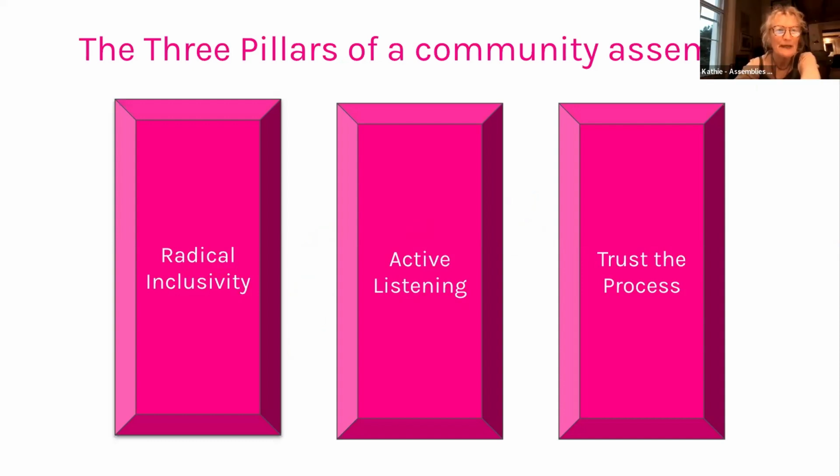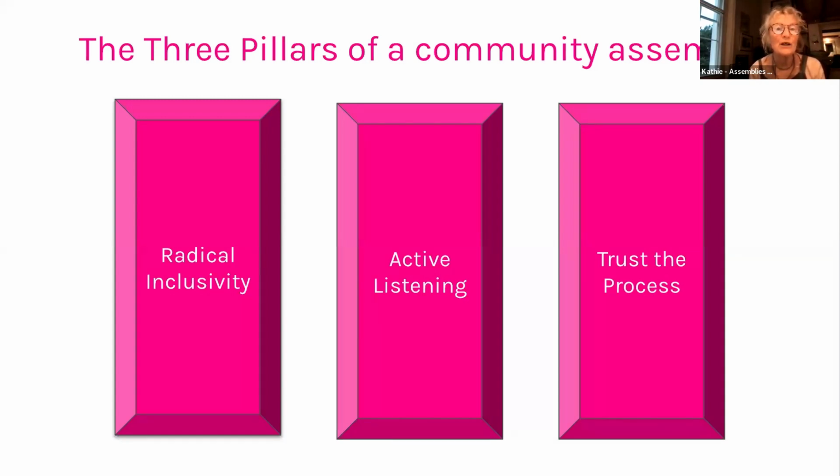Yes, so the three pillars are radical inclusivity, active listening, and trust the process. I'm going to start with the first one. So with radical inclusivity, before an assembly, this isn't specific to the Massembly, you would let other people know the missing voices. You would try to connect with them.